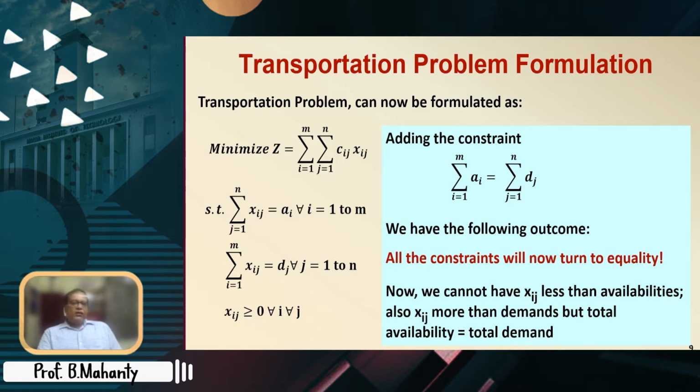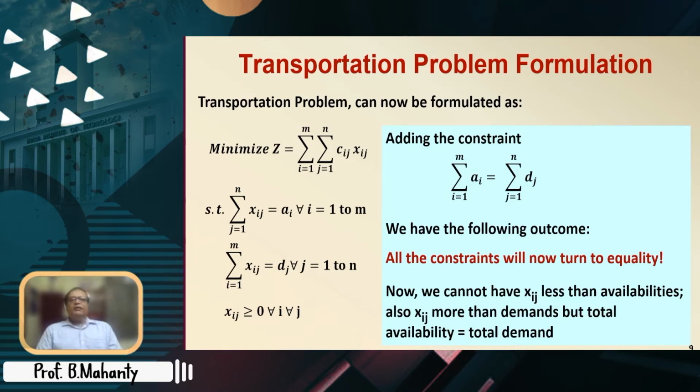Right? So you see what is then going to happen. The problem now transforms to: minimize z equal to sum over i, sum over j, cij xij, subject to sum over j of xij equal to ai for all i, and sum over i of xij equal to dj for all j, and xij greater than or equal to 0.